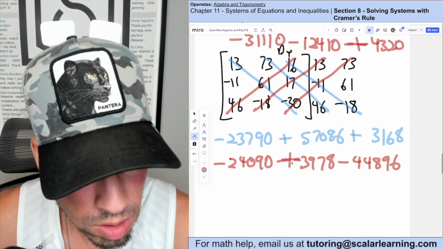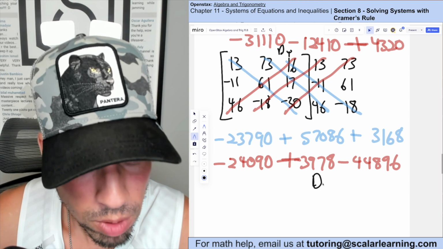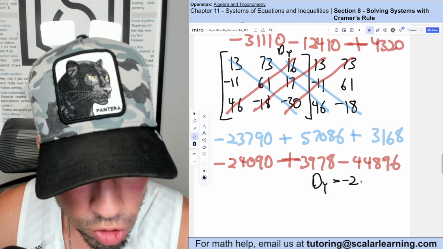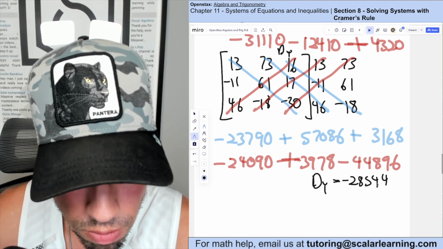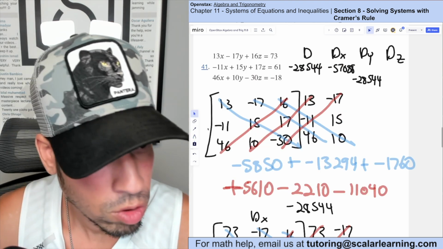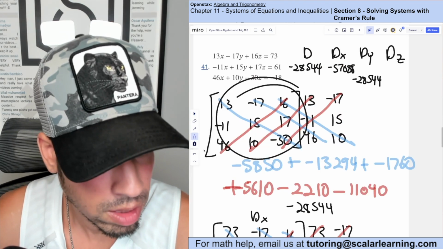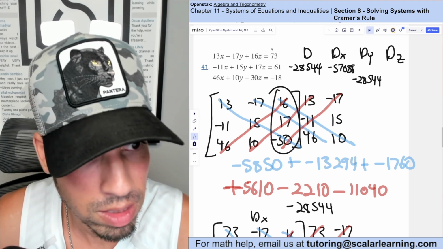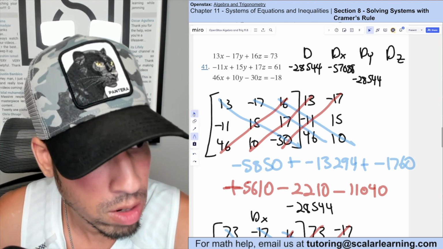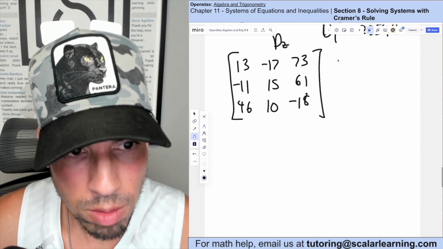Again, this double negative is going to be a plus. And we're left with, for dy, negative 28544. Finally, we're on to dz. So again, we're going to be taking this same matrix, now replacing the z column with these guys. All right, let's write it out. Once again, we're going to repeat column 1 and column 2 right here.